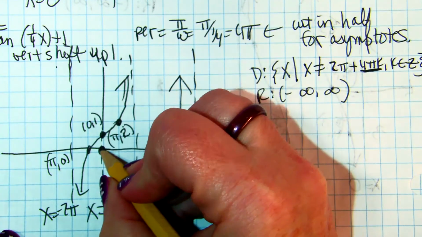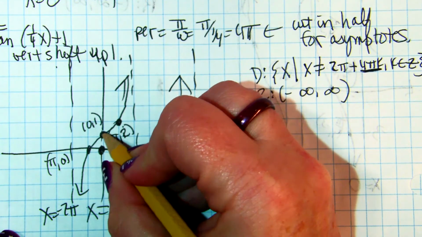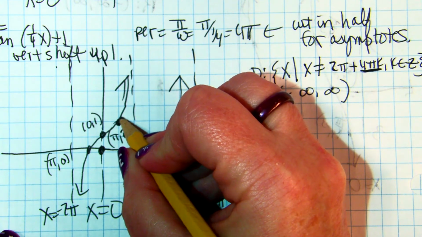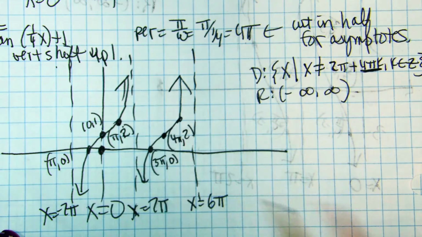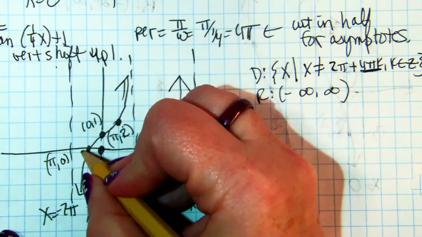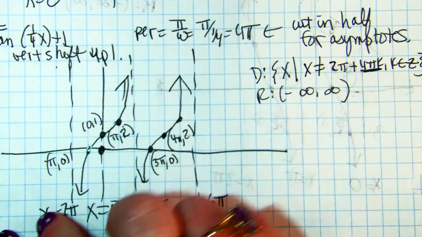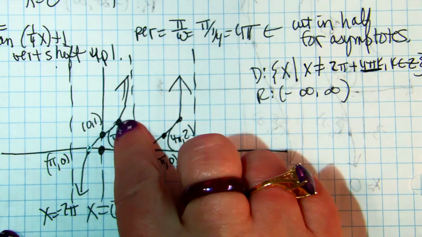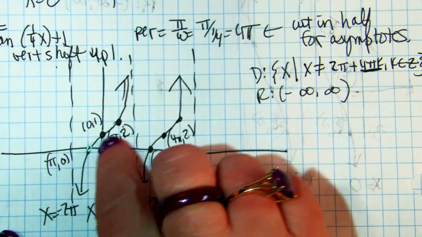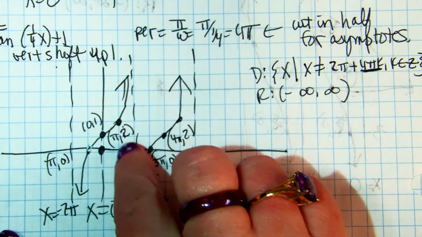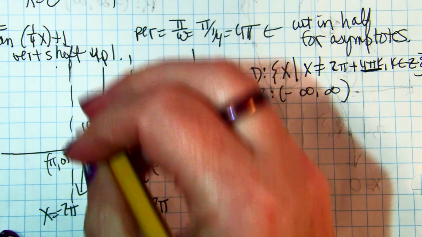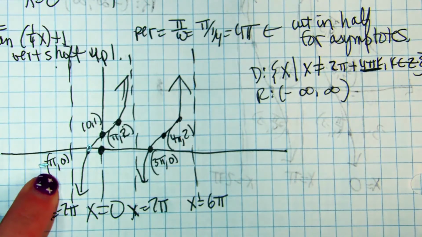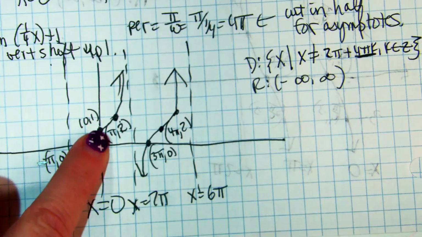And then we go up 1. So (0, 1) instead. And then the next one goes to 2. And this one goes down to 0. So since it's 2 pi to the left and 2 pi to the right, pi is in the middle. So it's (pi, 0), (0, 1), (pi, 2). It's (negative pi, 0) right here. (0, 1), and (pi, 2).